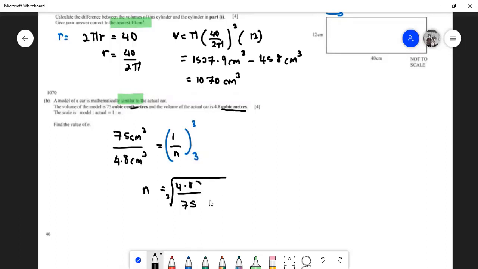Okay, oh yeah, no wonder it doesn't make sense just now. Wait, let me rewrite this nicely. Okay, so n is going to be cube root of 4.8 times 100 cube divided by 75. Okay, you know why 100 cube, right? Because I'm converting meter cube to centimeter cube, and you should get your answer perfectly 40.